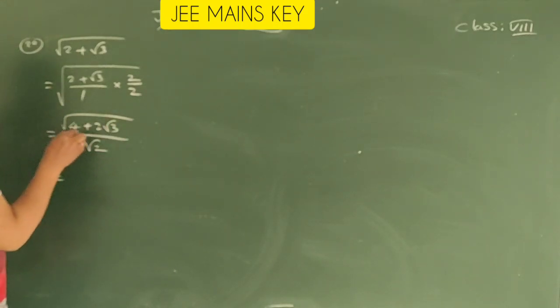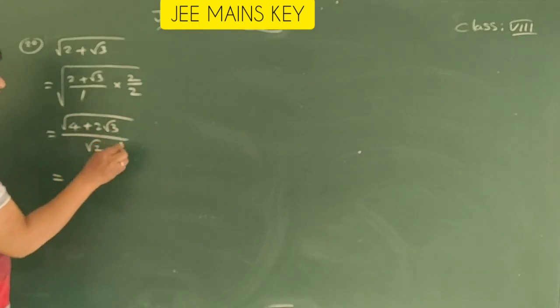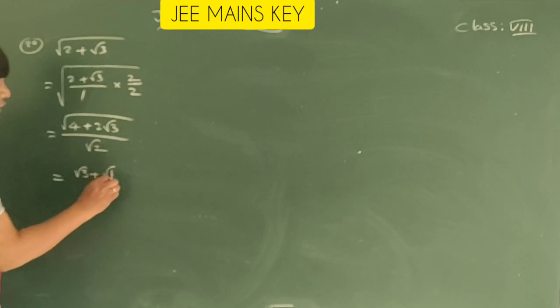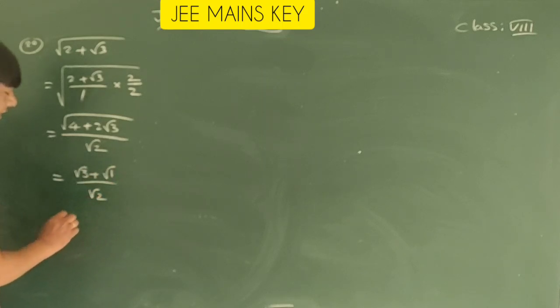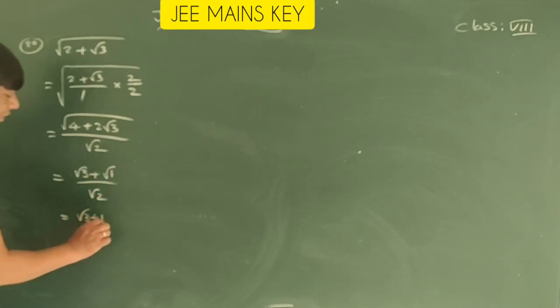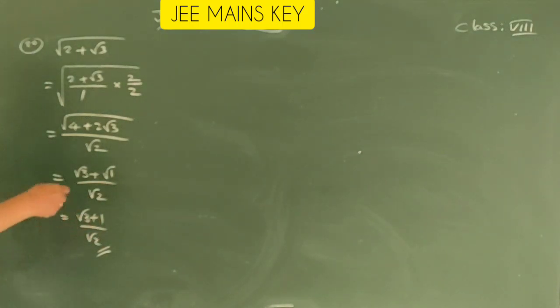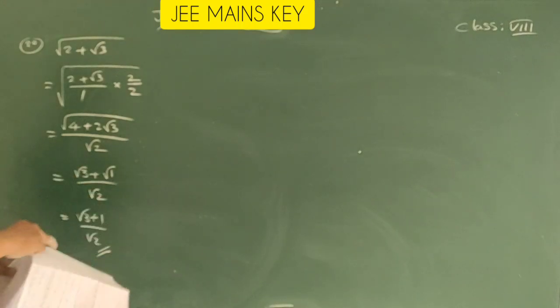Now here the rationalizing factor of 3 is 3, 3 ones are 3. So root 3 plus root 1 by root 2. That is equal to root 3 plus 1 by root 2. Okay, more simplified means one more rationalization is required. So root 3 plus 1 by root 2 is your answer.